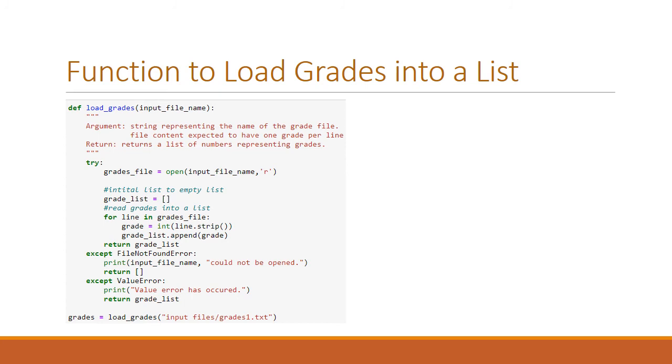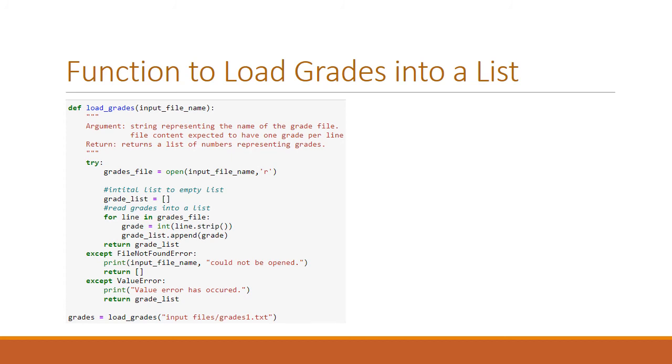Another problem that could occur is we could have a grade within the list that isn't a valid grade. That would throw a value error. So we're going to catch the value error. We're going to inform the user that a value error has occurred, and we're going to return whatever grades were loaded before the error occurred.